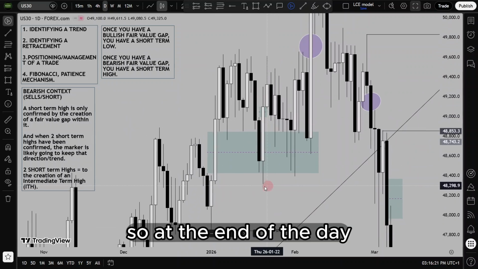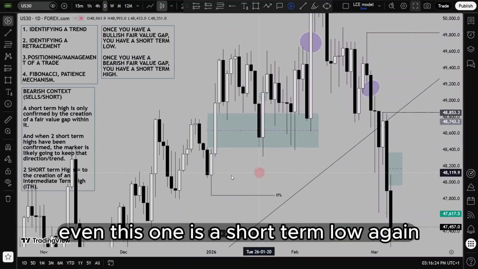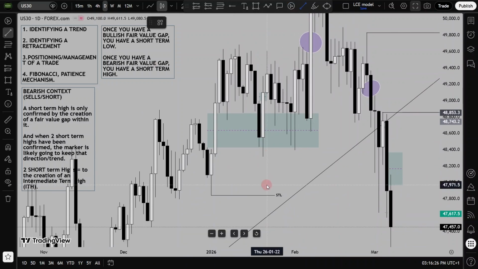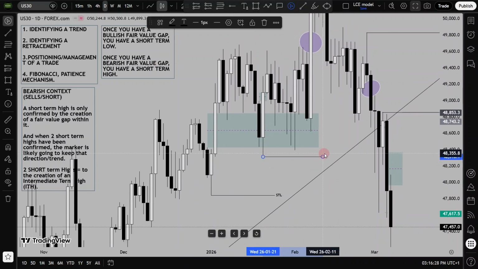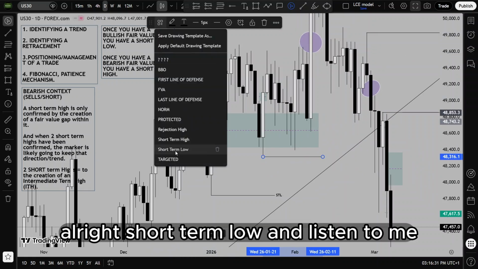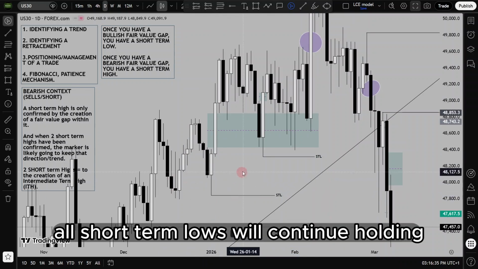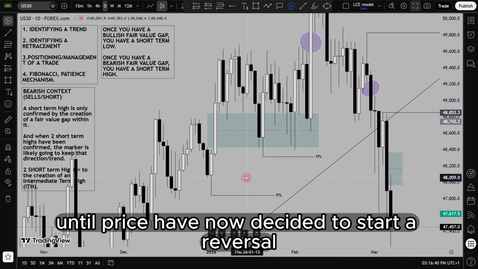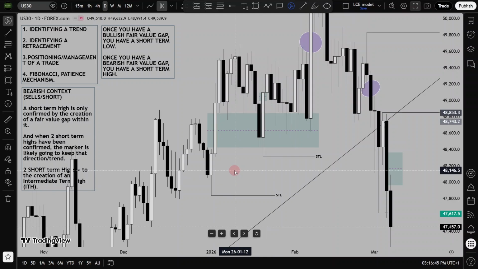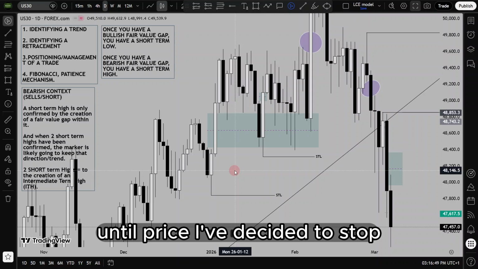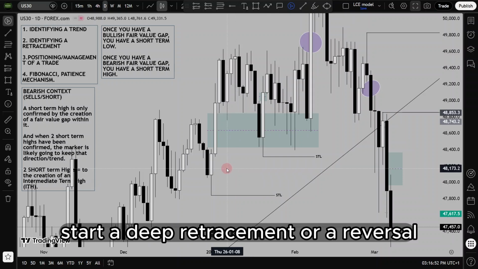So at the end of the day, even this one is a short-term low. Again, short-term low. And listen to me, all short-term lows will continue holding until price has decided to start a reversal, until price has decided to start a deep retracement or reversal.